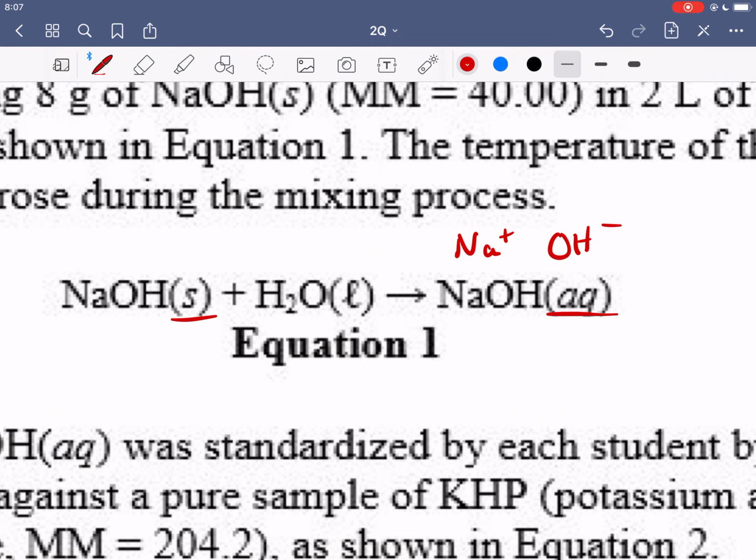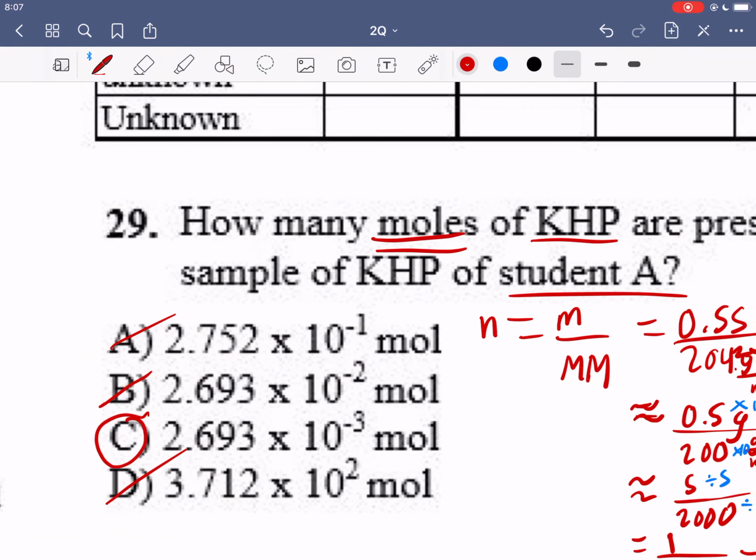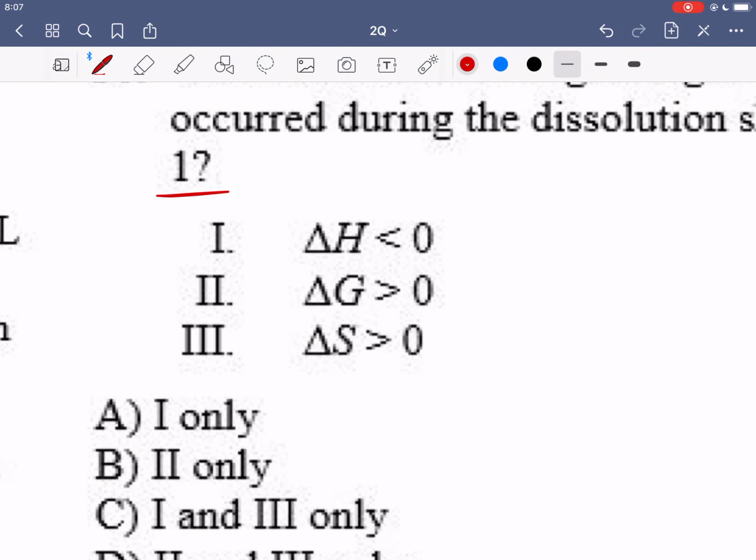So if you had one thing and now you split it up into 2 things, more things means there are more microstates that those objects can adopt, therefore it's higher entropy. So entropy definitely did go up. Let's see. Yeah, this one is correct.